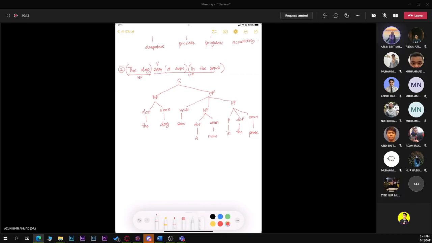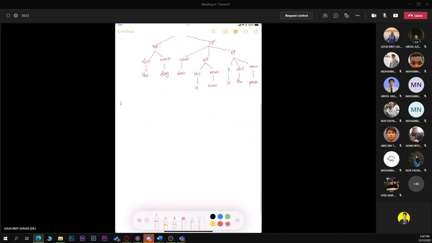Okay, ada soalan tak? Saya nak bagi contoh. Boleh, tak ada masalah. Jom kita buat. Kita bagi contoh. Sekejap, saya ambil contoh yang tadi.